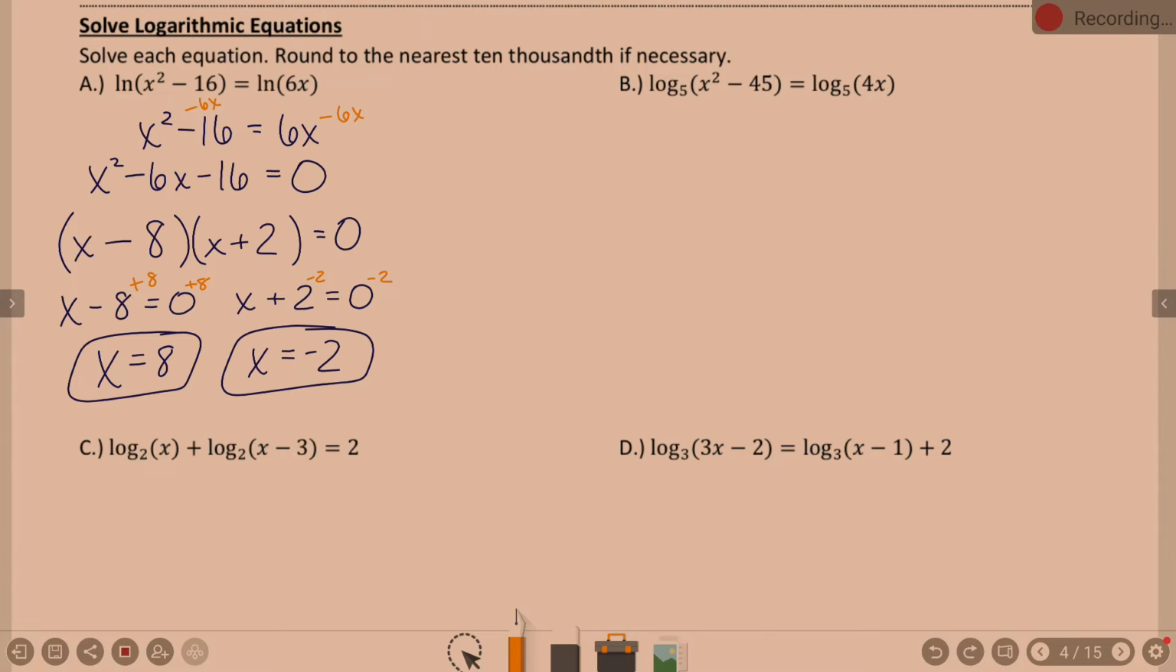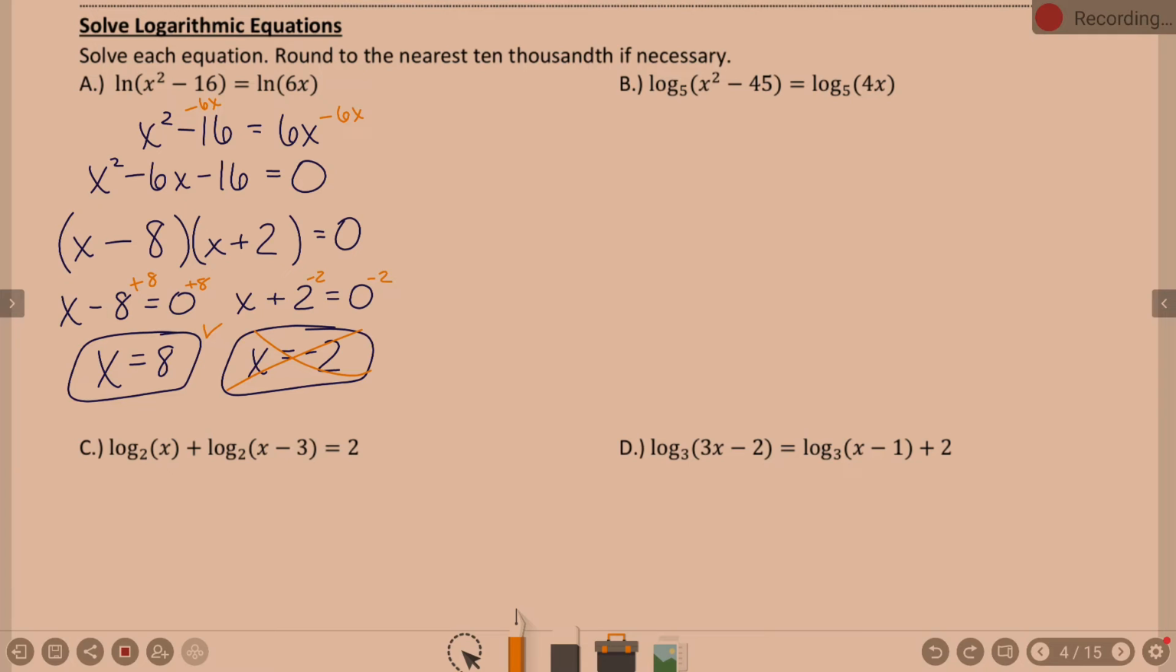And that's just really going to be pulling it in here. If we do 8 squared minus 16, 64 minus 16 is a positive, right? 6 times 8, that's a positive. So as long as it's coming up positives on the inside of your logs, we're good. It's not that you even have to really check it, just are we getting positives? What about when we put the negative in? Negative 2 squared minus 16, that's going to be a negative. Right there, I know this doesn't work.